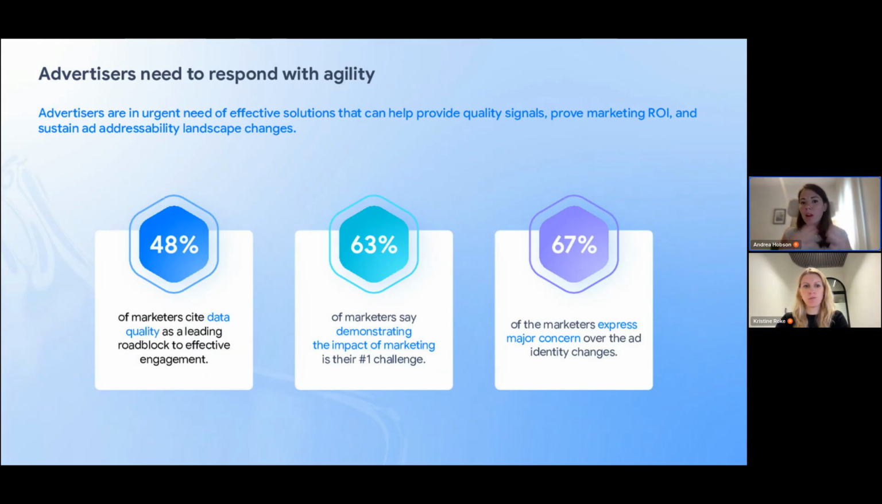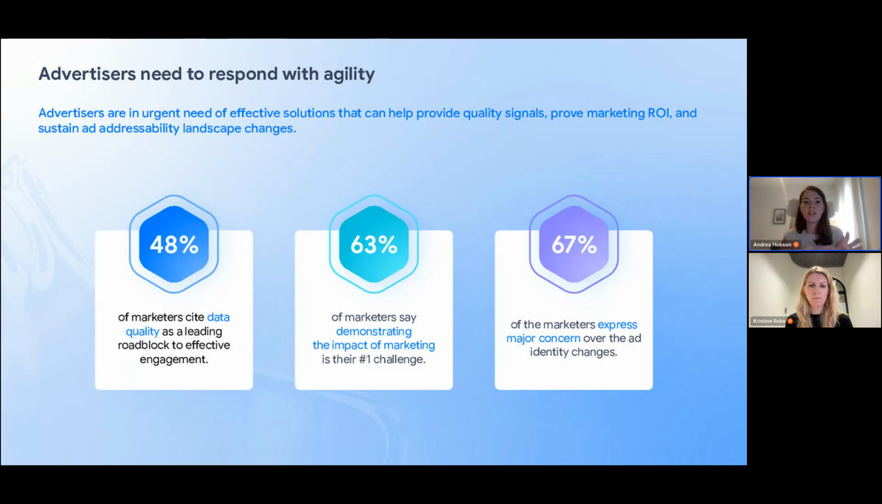So again, with fragmented media, those complex customer journeys and those evolving privacy rules, you cannot rely that much on those old methods, right? So now what's needed is a bit more agility. Recent data really underscores this urgency. 48% of marketers say poor data quality is a major barrier for effective engagement, 63% struggle to demonstrate marketing return on investment, and 67% are concerned about those changes in ad identity.